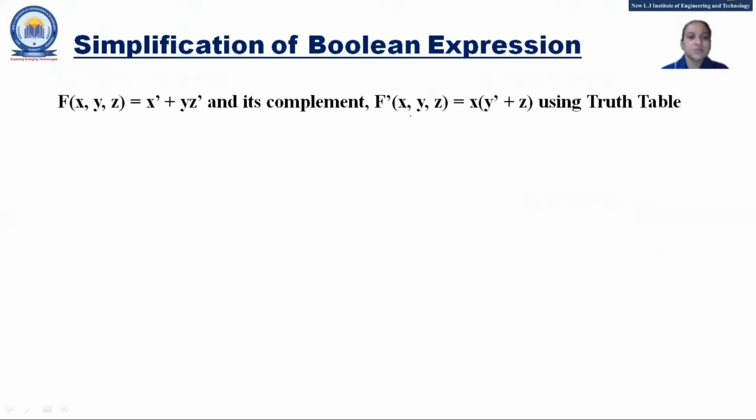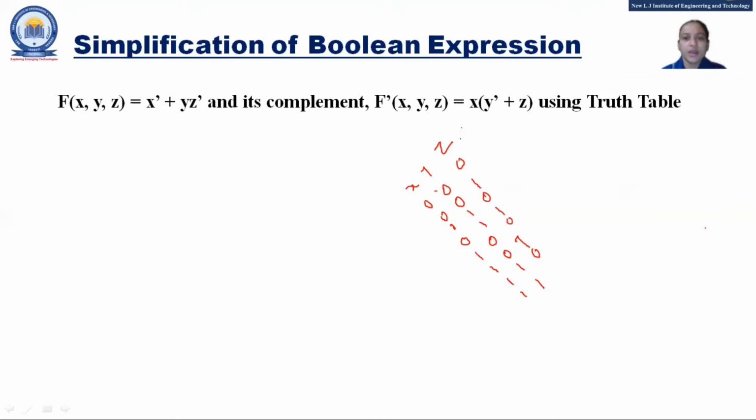Now here we are given two functions, that is f and f dash. Here for x, y, z we have three variables. So how many combinations will there be? For x: 0 0 0 0 1 1 1 1. For y: 0 0 1 1 0 0 1 1. For z: 0 1 0 1 0 1 0 1.